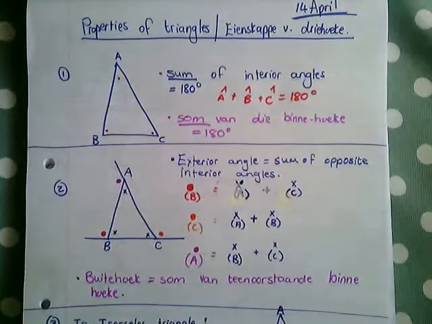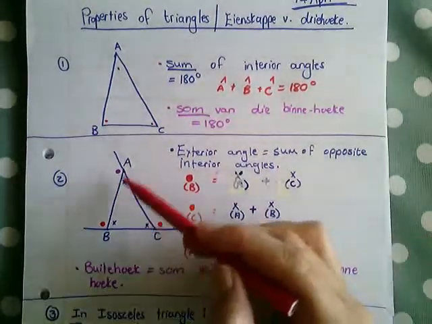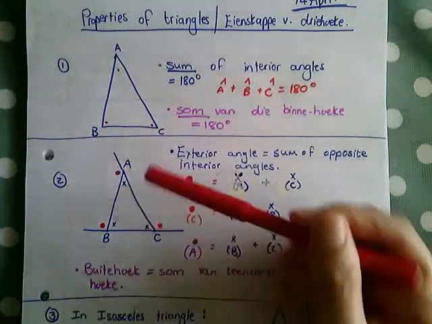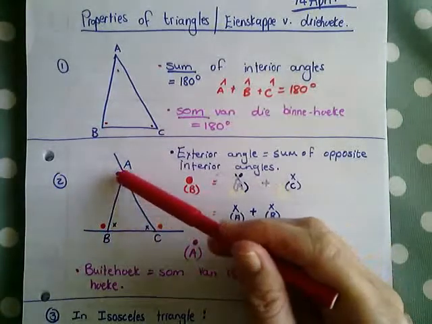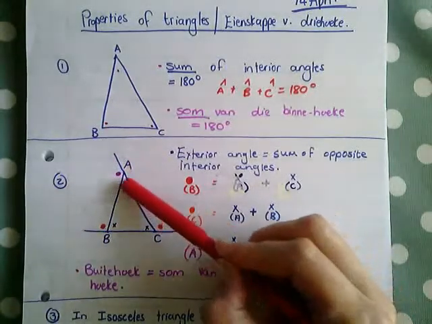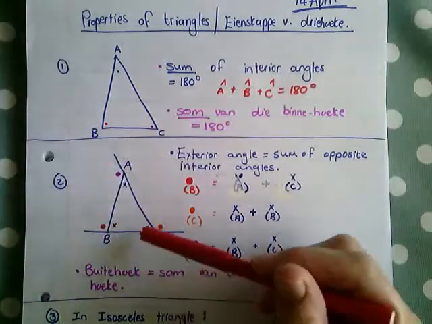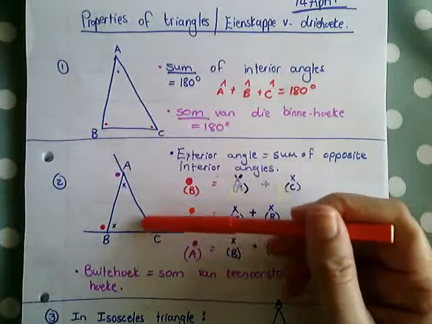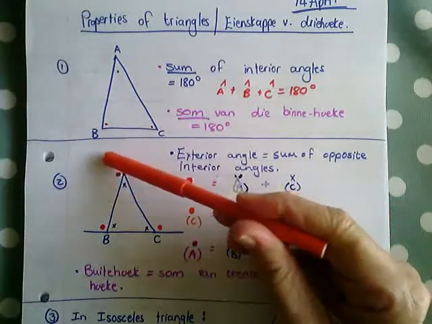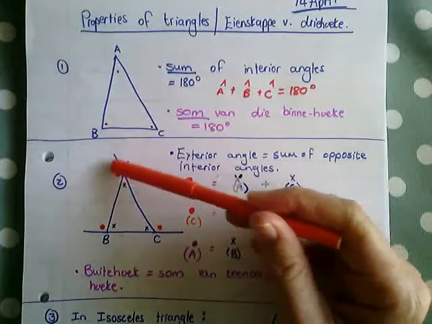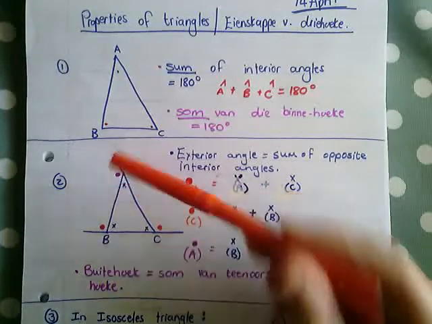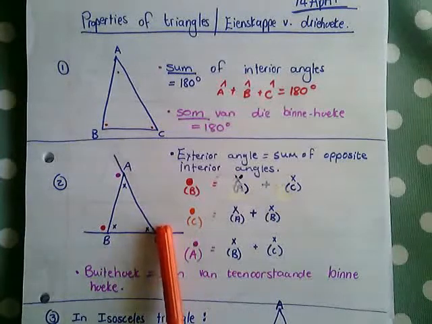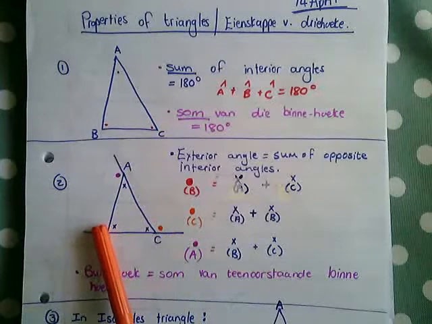Then the second one is, if we have an exterior angle. An exterior angle of a triangle is an angle that is formed when we lengthen one of these lines of the triangle. So as ons een van hierdie sye van 'n driehoek verleng verby daai punt, dan vorm dit 'n buitehoek van 'n driehoek. Daar's ons weer 'n verlenging van daai lyn. So daai vorm 'n buitehoek. Verlenging van daai lyn vorm 'n buitehoek.